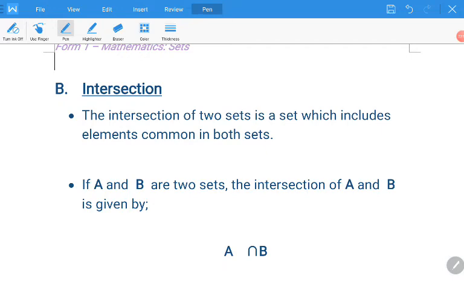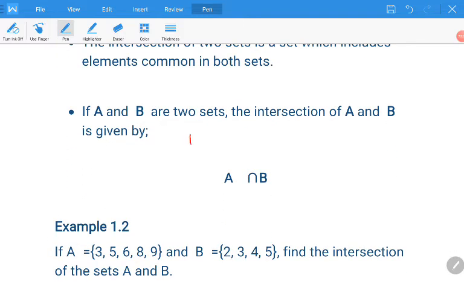Now, an intersection. The intersection of two sets is a set which includes elements common in both sets. So if A and B are two sets, the intersection of A and B is given by A intersection B.